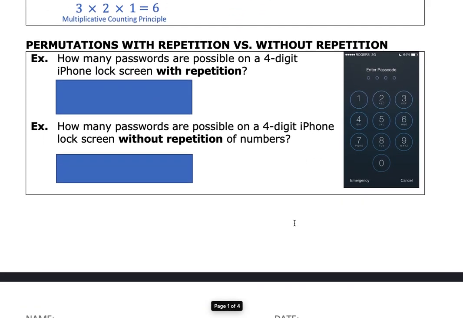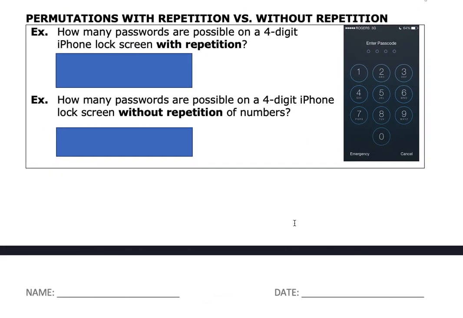Let's look at the following application. Permutations with repetition versus without repetition. And what I mean by repetition is that the option that is selected can be repeated if there is repetition. If there is not repetition, it is no longer an option in the following stage. So how many passwords are possible on a 4-digit iPhone lock screen with repetition?